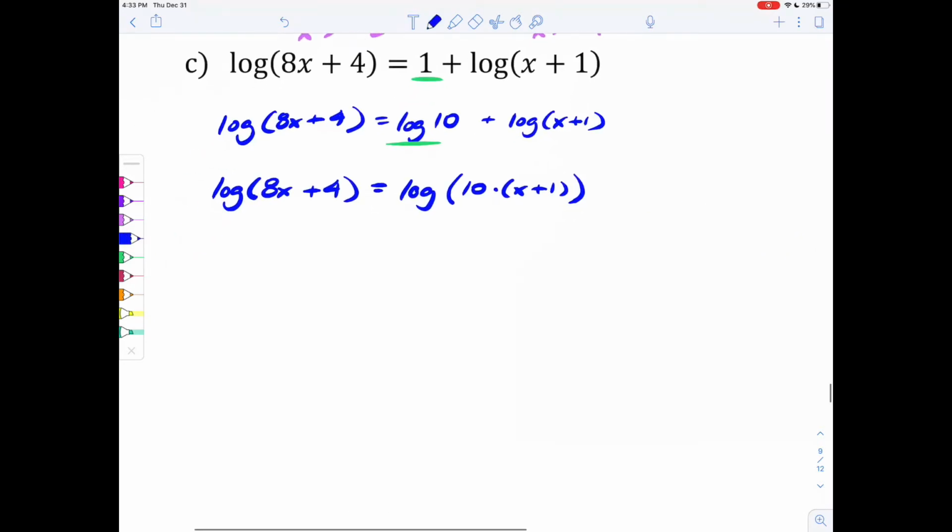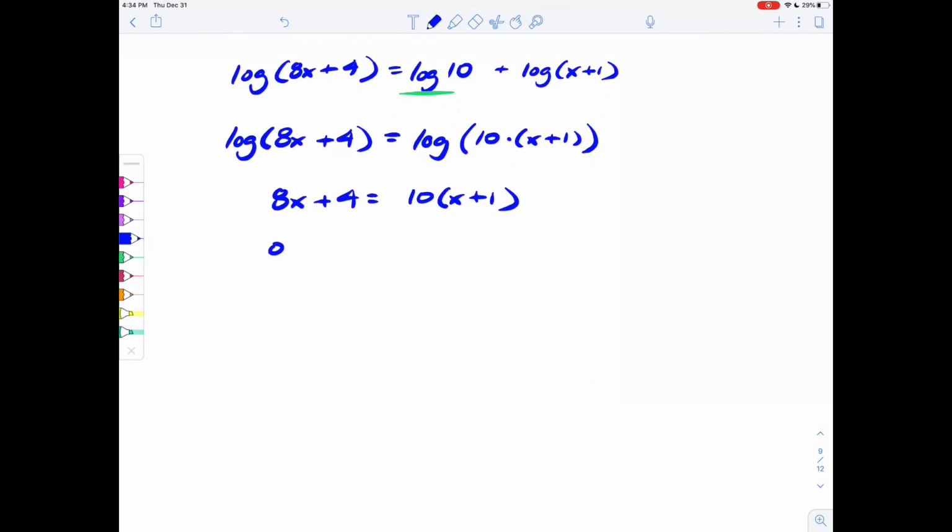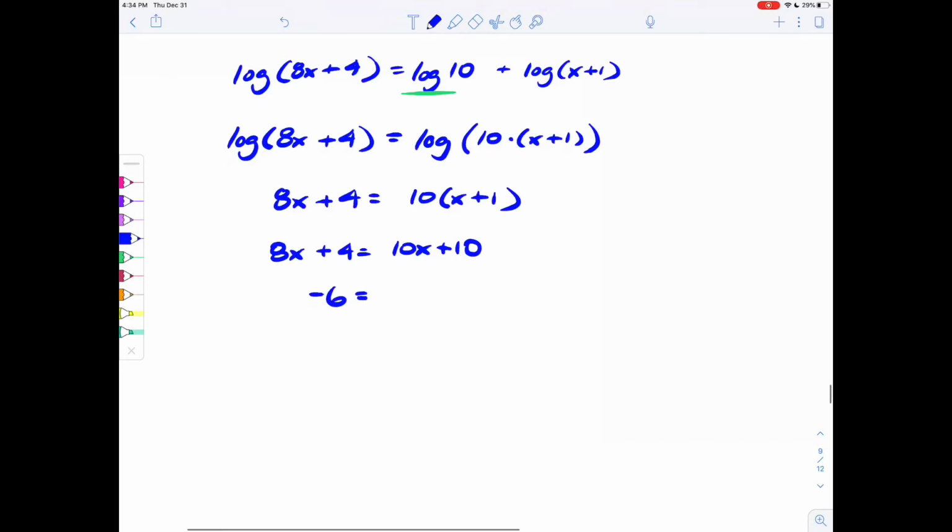Now we have a statement of log equals log, and we can say that their arguments are equal. That 8x plus 4 must be equal to 10 times x plus 1. And solve this however you will. There are a few ways to proceed, I guess. I personally prefer to just open up these brackets and go from there. Subtract 10 from both sides, subtract 8x. And there's that. Don't forget to check against your restrictions.